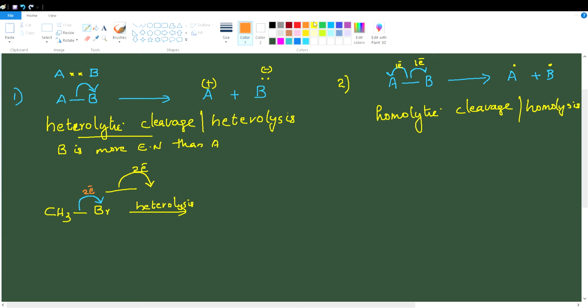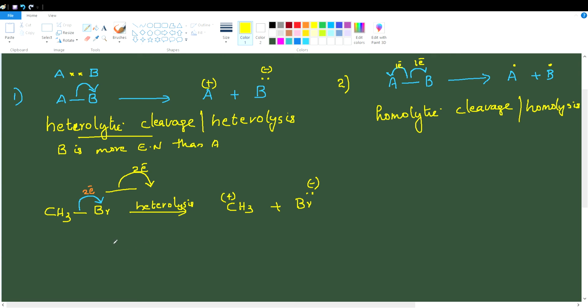So the products obtained here are two fragments, CH3 plus Br. Br gets the shared electron pair, so Br is negative, bromide ion. And in the CH3 group, the carbon atom lost the shared pair of electrons, hence carbon carries positive charge.